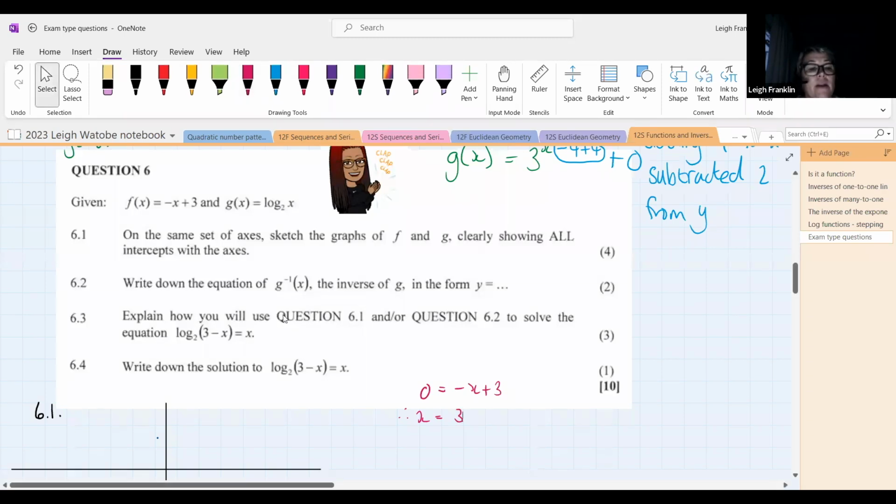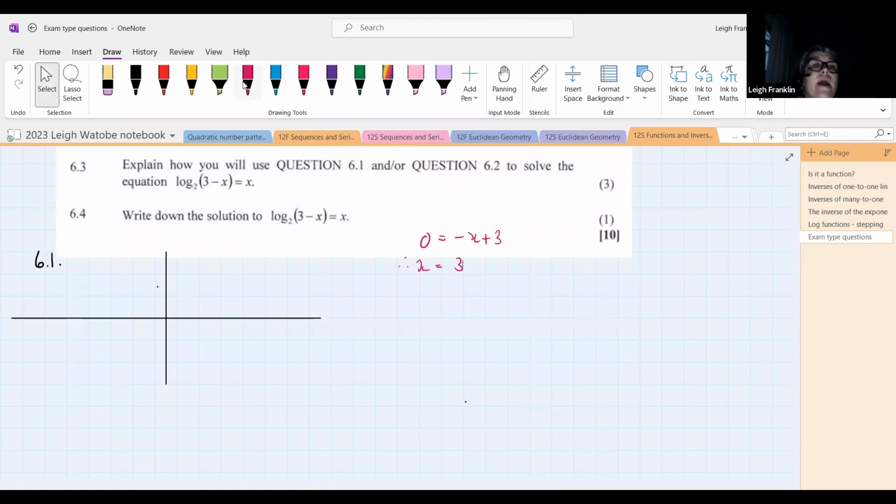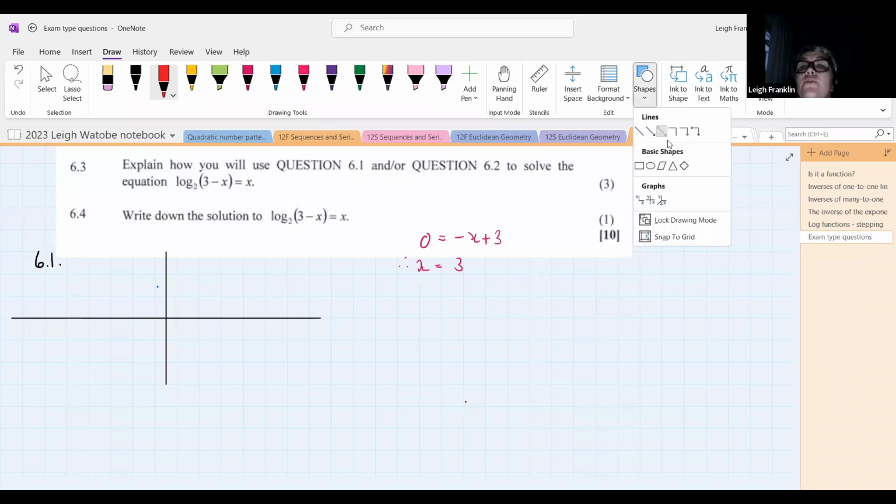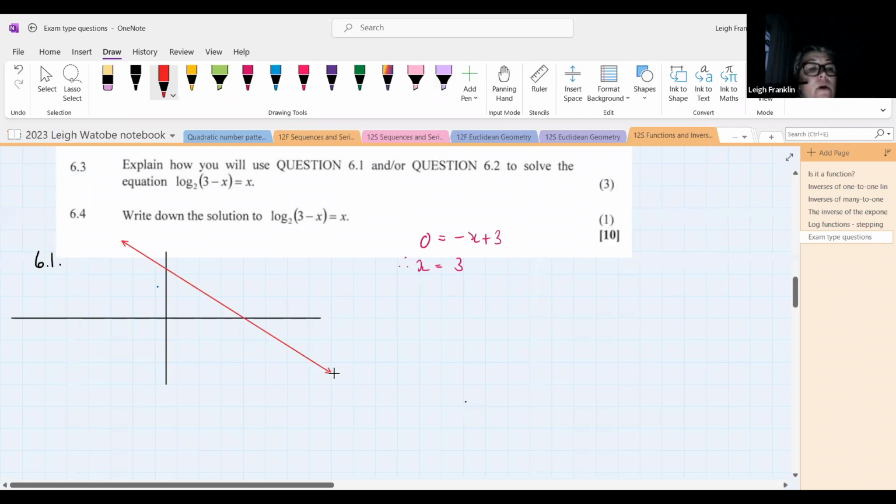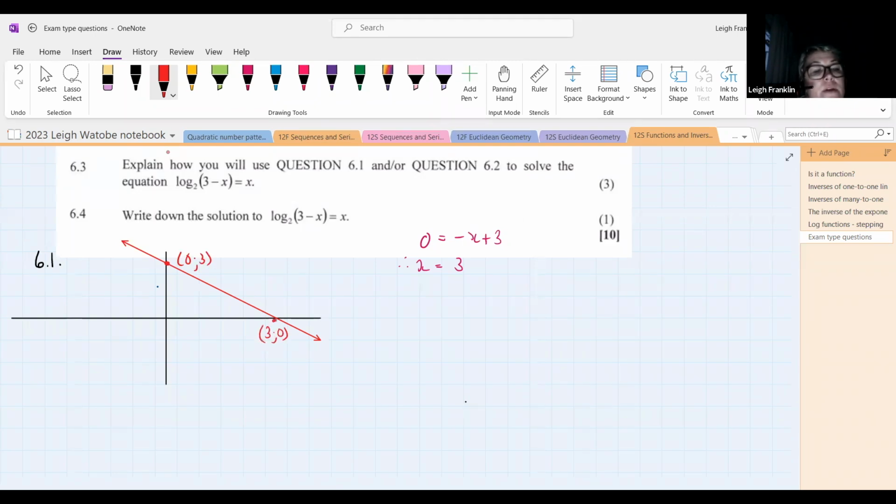Right, so if we now go ahead and draw this graph, it's got a y-intercept of 3 and an x-intercept of 3. Maybe they did that on purpose to make it a little bit more confusing, I don't know. And it has a negative gradient. So it looks something like that. Let's label our intercepts. That would be 0 and 3, and then that point there would be 3 and 0. Okay, so that is our linear function done.